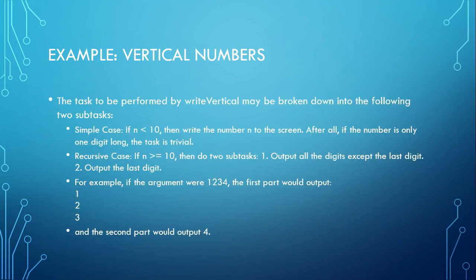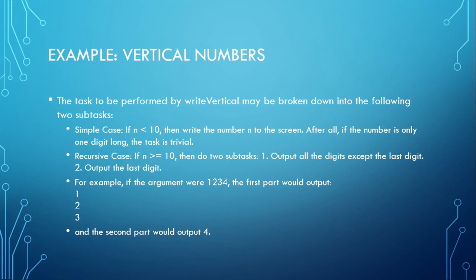So the task to be performed by writeVertical can be broken down into the following subtasks. We have our simple case: if n is less than 10, then just write the number to the screen. After all, the number is only one digit long, so the task is relatively trivial. And then we have the recursive case: if n is greater than or equal to 10, then do two subtasks. One, output all the digits except for the last digit. And two, output the last digit.